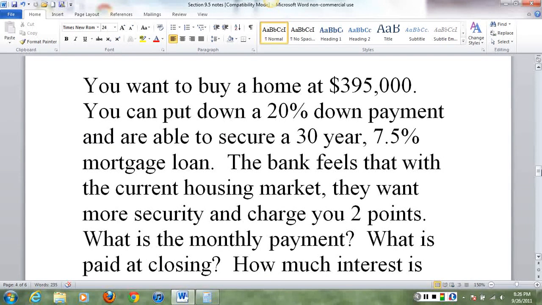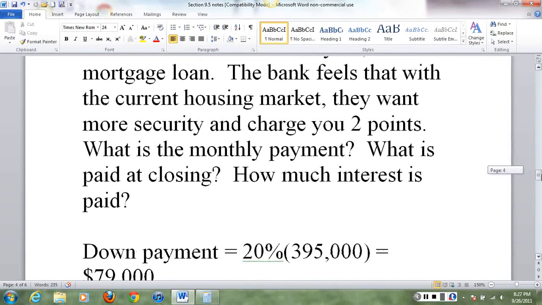Here's another one that I tend to ask. Want to buy a home at $395,000? You can put down a 20% down payment and are able to secure a 30-year fixed 7.5% mortgage loan. The bank feels, with the current housing market, which is very true, they want more security and charge you 2 points. So what is the monthly payment? What is paid at closing? How much interest is paid?